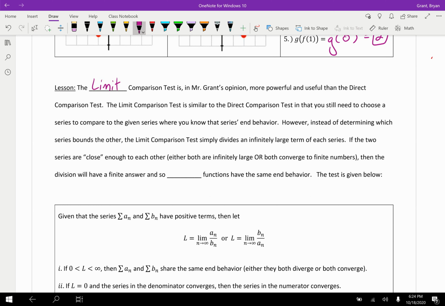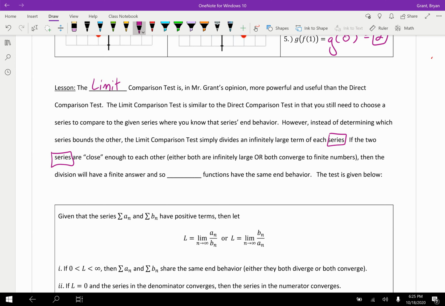It is similar to the direct comparison test. You still need to choose a series to compare to the given series where you know that series' end behavior. However, instead of determining which series bounds the other, remember when we did the fractions, which fraction is bigger, which fraction is smaller, all the limit comparison test does is basically find the largest term in each series. So it goes out to infinity and says, at infinity, here's the value of this sequence, and I probably should be saying sequence here instead of series. It asks whether the value at infinity is close enough, in air quotes, to the value of the other one.